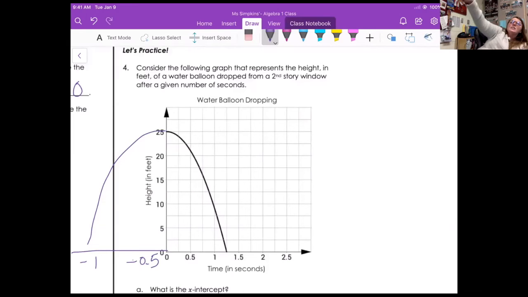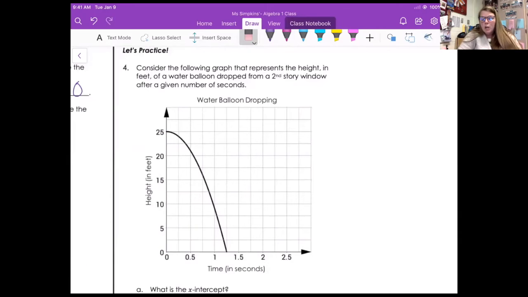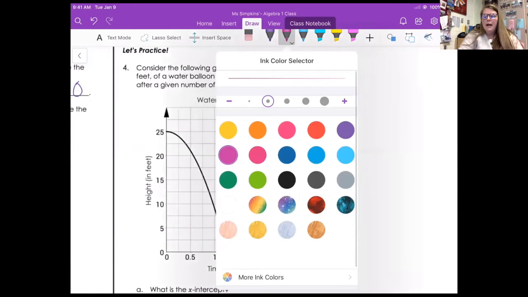But you can't go to negative time. It is not possible. I can't throw the water balloon from -1 seconds. You cannot talk about negative time. So we are starting at 0. That's why it's starting at time 0, height 25.